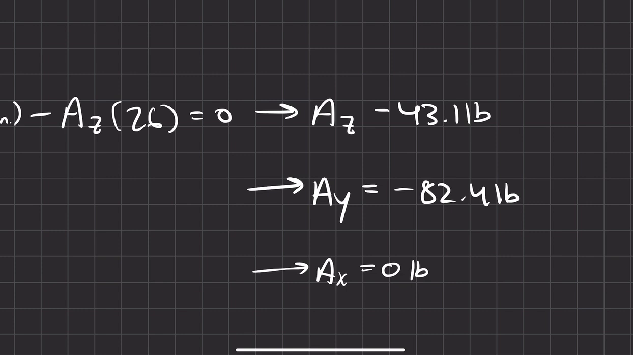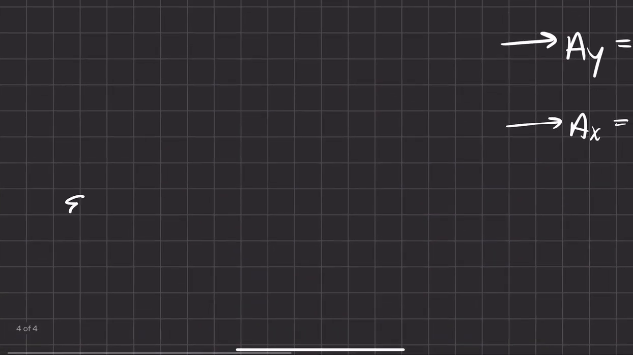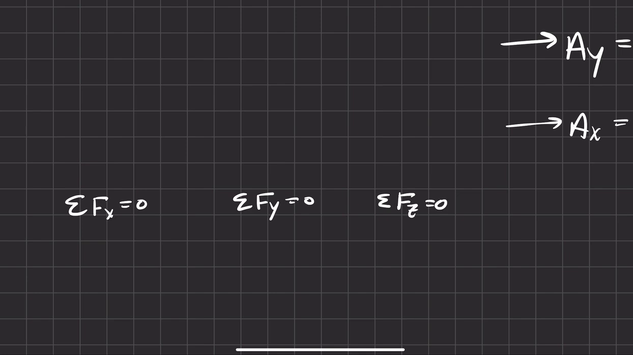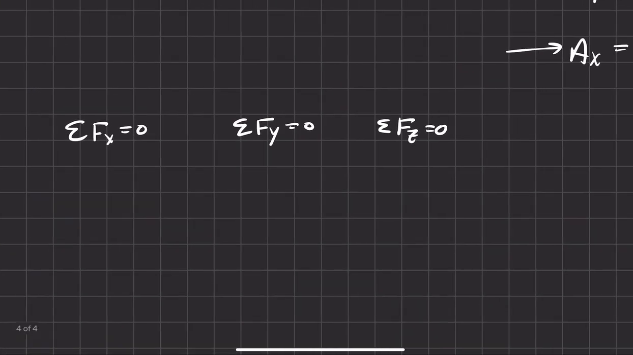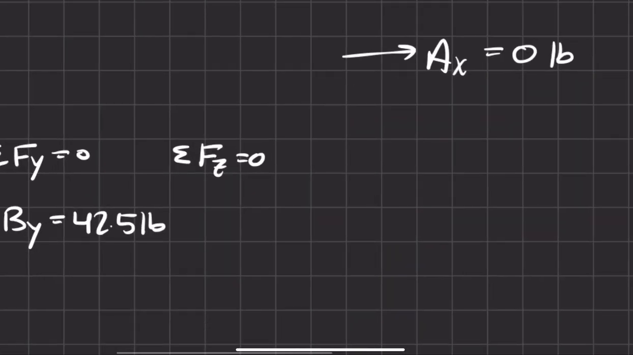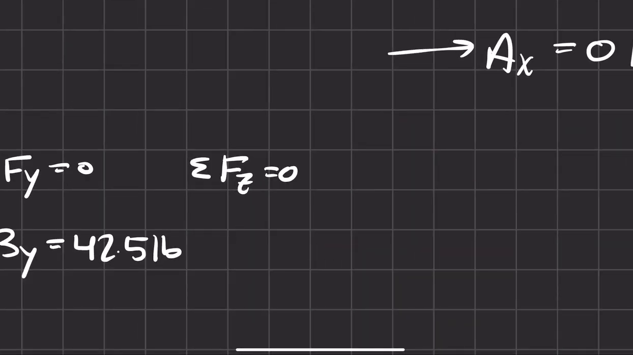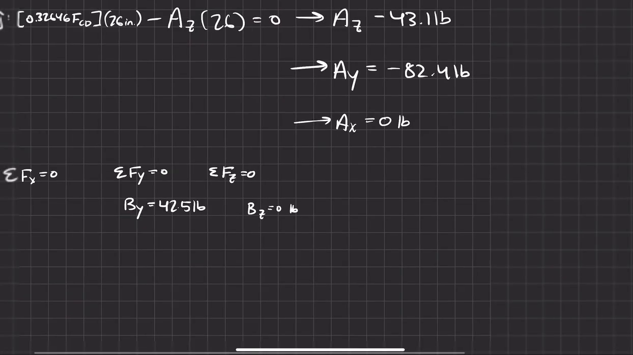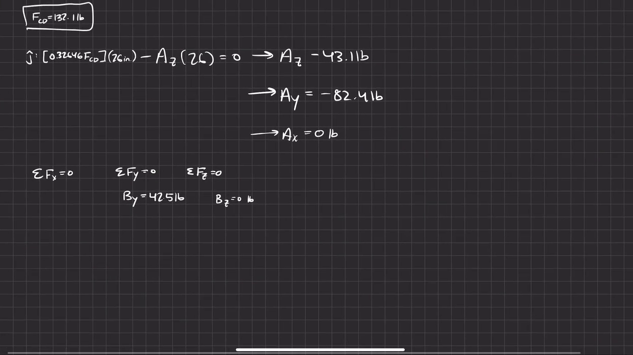After doing that, we can set up our Fx equals 0, Fy equals 0, Fz equals 0 to solve for By and Bz. And we'll get that By is equal to 42.5 pounds. And we'll see that Bz is equal to 0 pounds. And that gives us the answer for this problem.